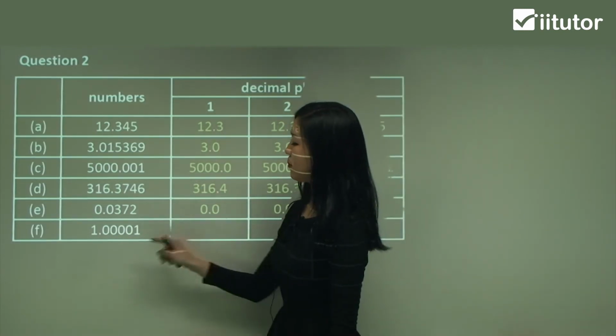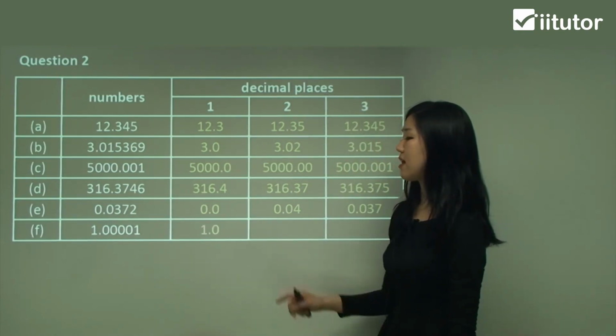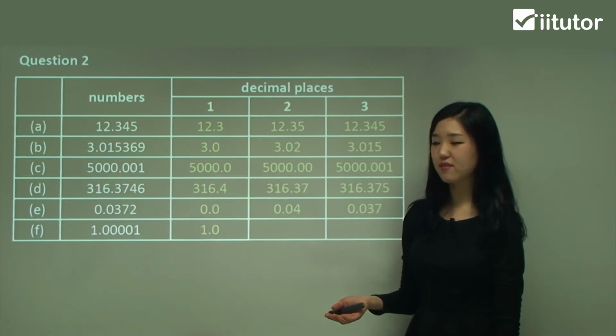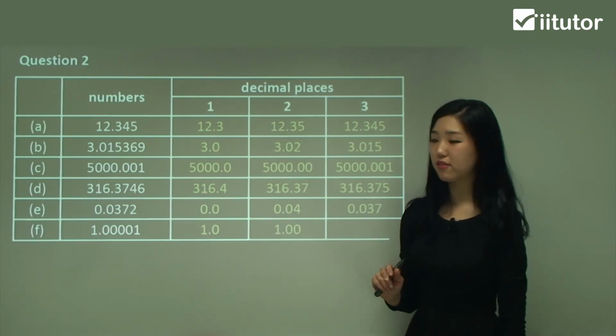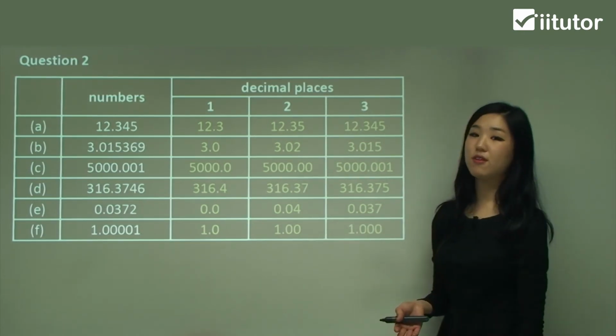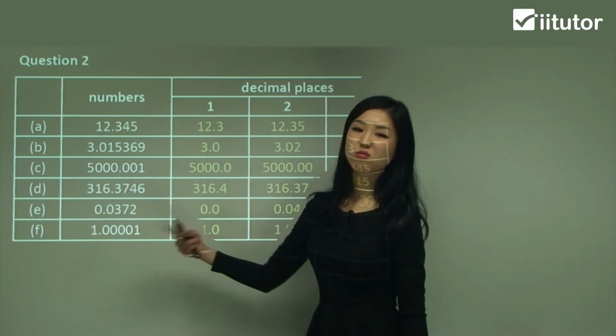F, 1 decimal place, 1. Obviously the rest are all zeros, so you just leave it as 1.0. 2 decimal places, I think you guys can tell me the answer for this one. It's just 1.00, okay? And 3 decimal places, 1.000. You don't have to worry about rounding up because all the next numbers are less than 5.